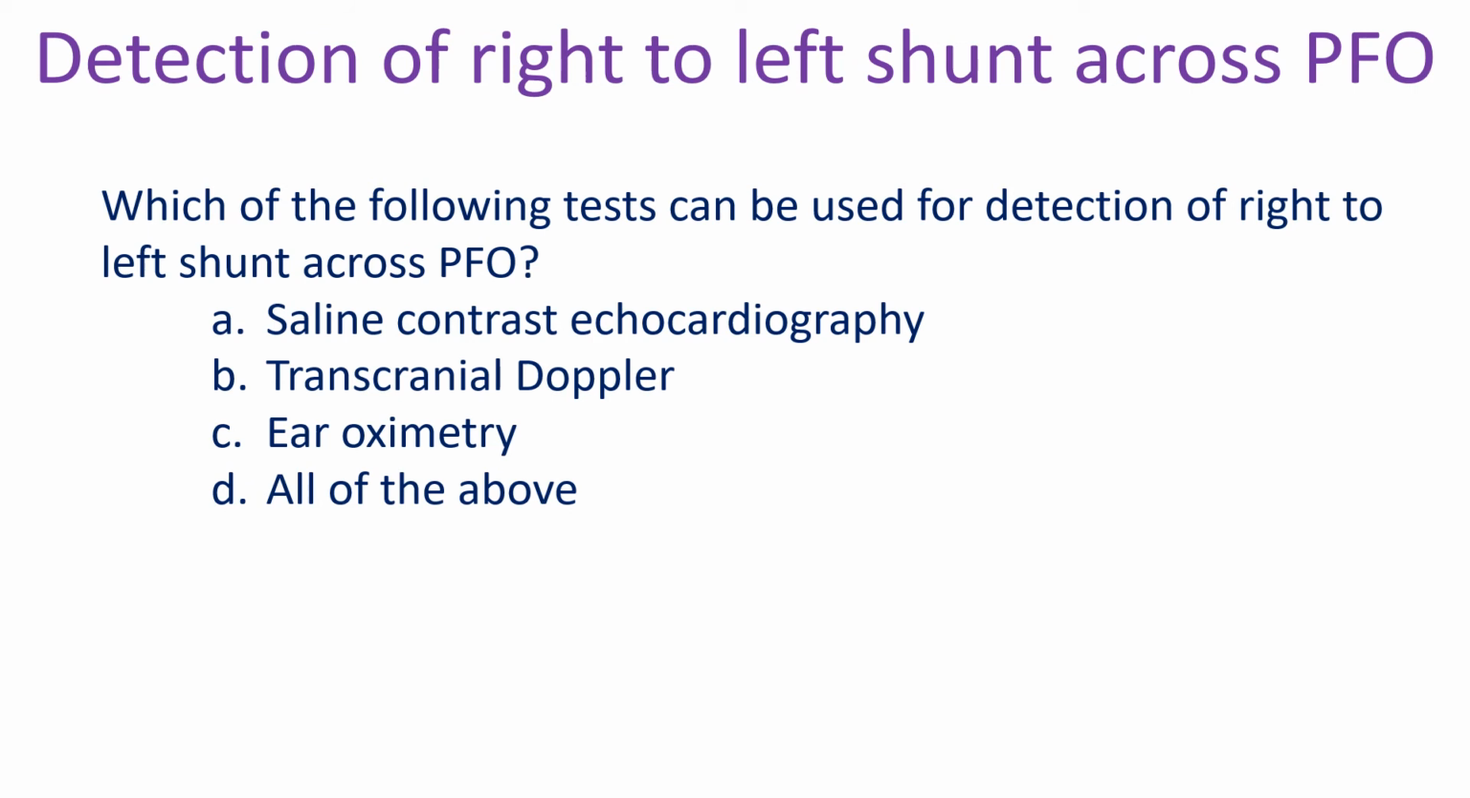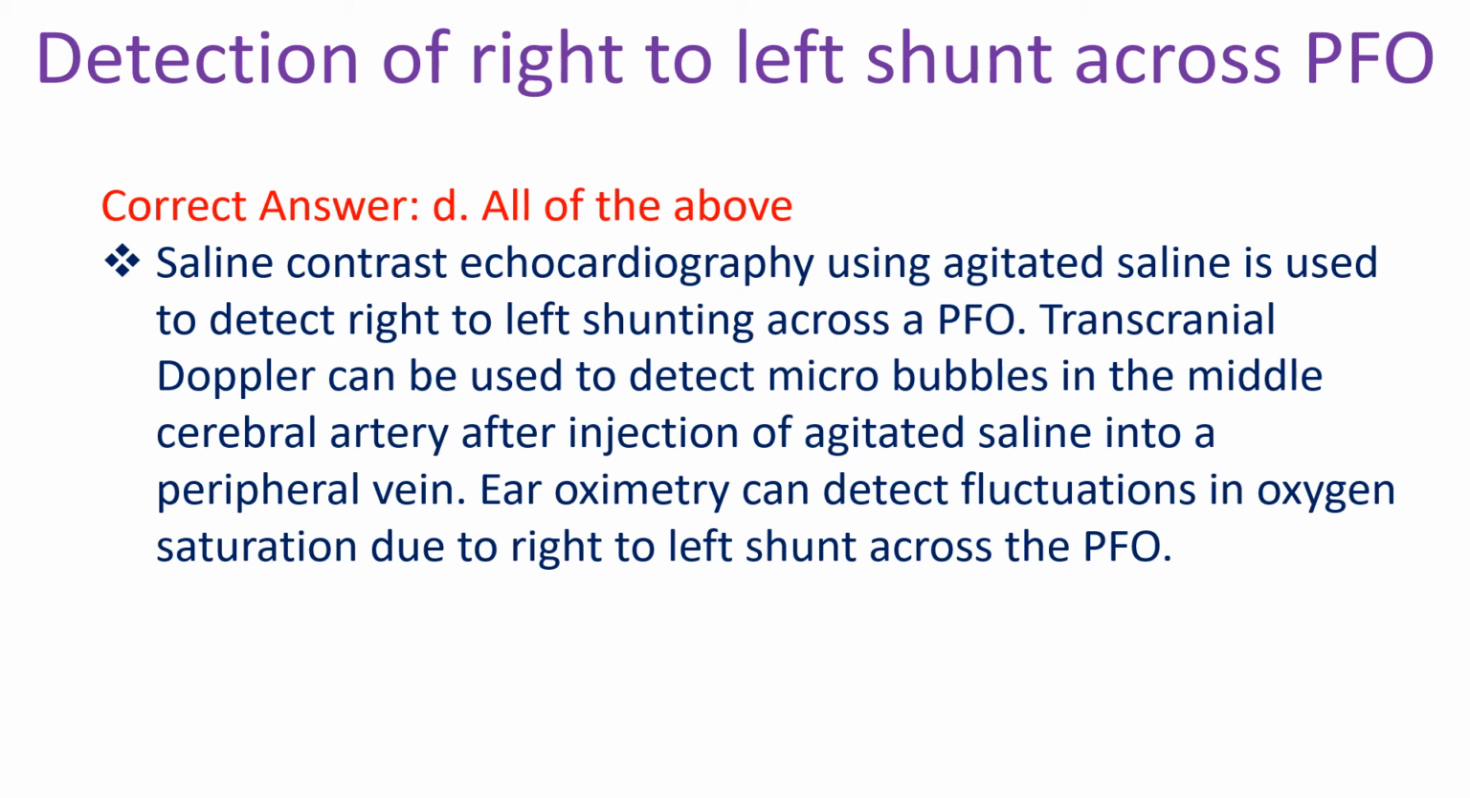Which of the following tests can be used for detection of right to left shunt across patent foramen ovale? A. Saline contrast echocardiography, B. Transcranial Doppler, C. Ear oximetry, D. All of the above. Correct answer D. All of the above. Saline contrast echocardiography using agitated saline is to detect right to left shunting across PFO.